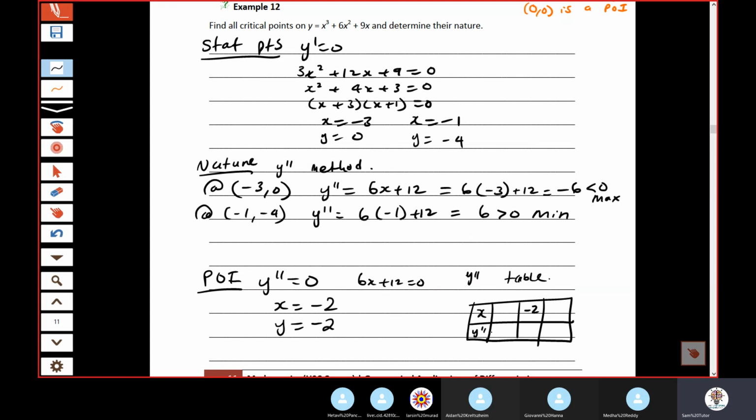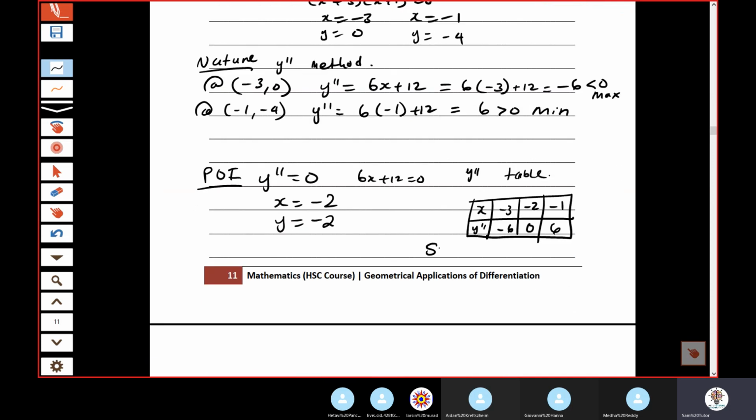Negative 2, y double dash equals 0. Choose a number before it. Choose a number after it. Sub it in. Negative 18 plus 12 is negative 6, and 6. And then what do we say? Since there is a change in concavity, negative 2 is a point of inflection. All right, you guys.